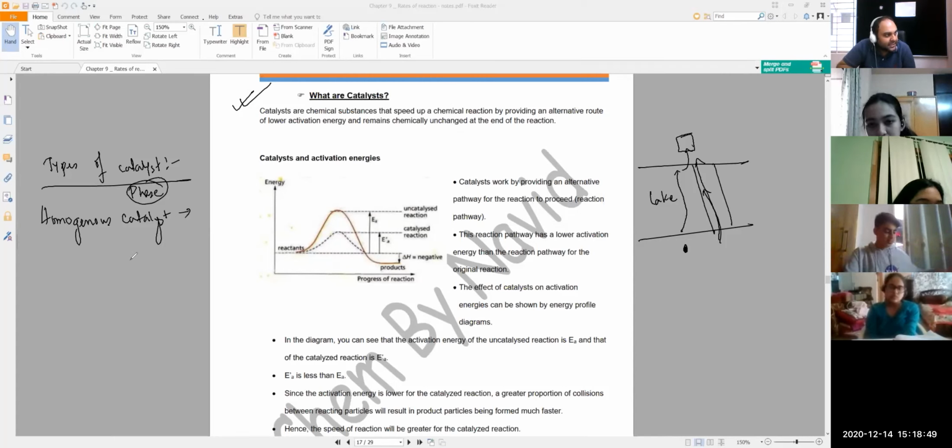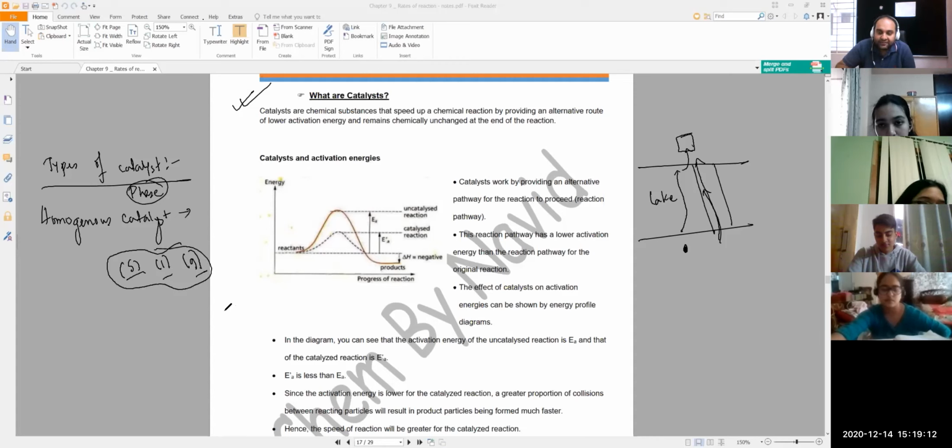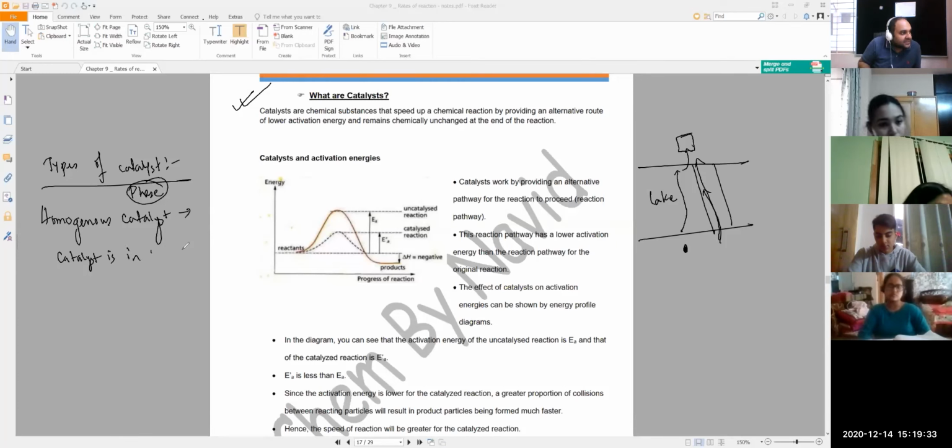Any substance can be either solid or liquid or gas. These are states, the state of individual substances. But if you mix them together and they can coexist, we call it a phase. So a homogeneous catalyst is basically a catalyst that is in the same phase as the reactants.